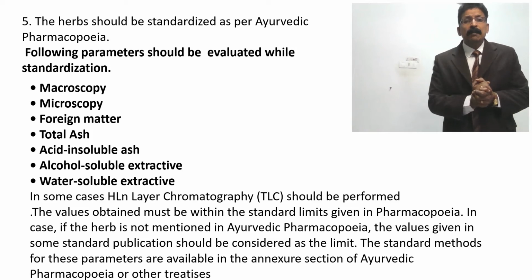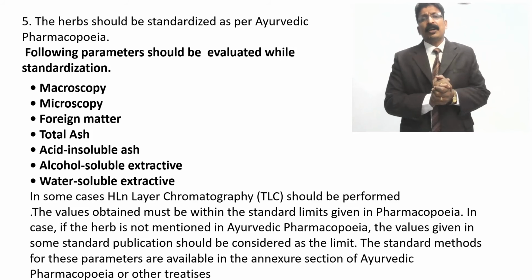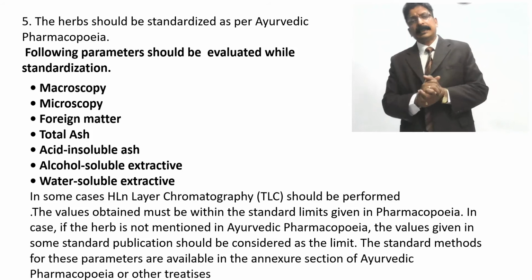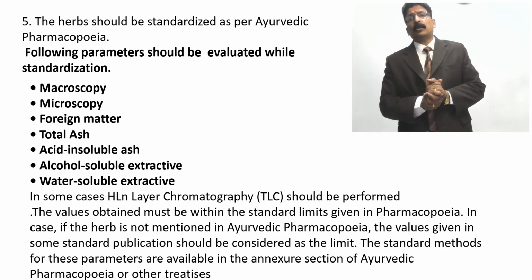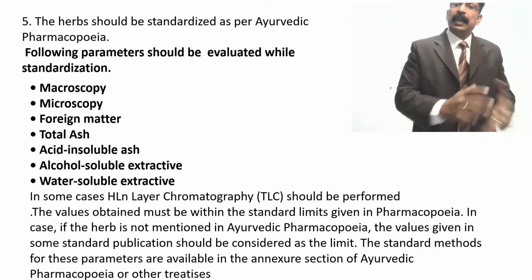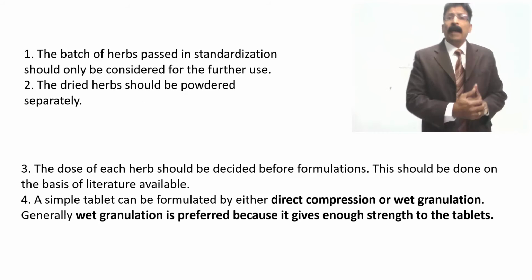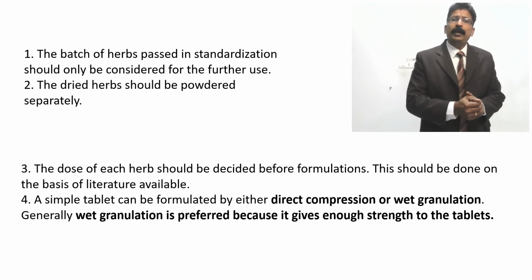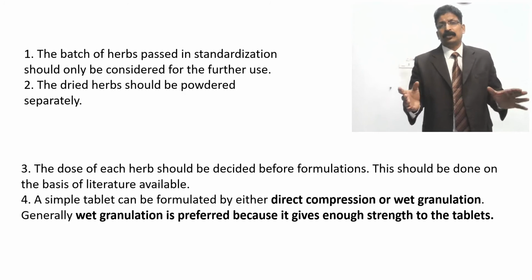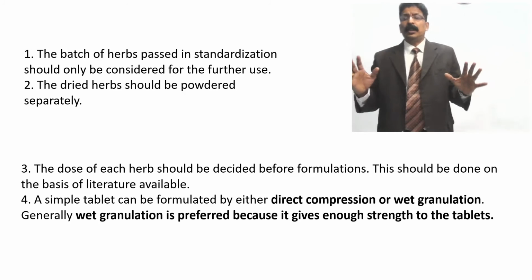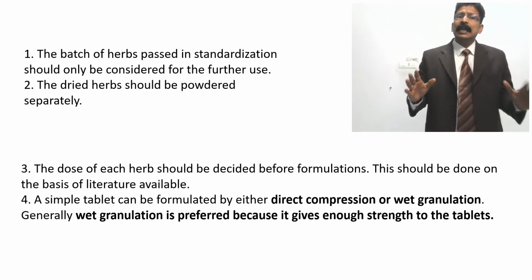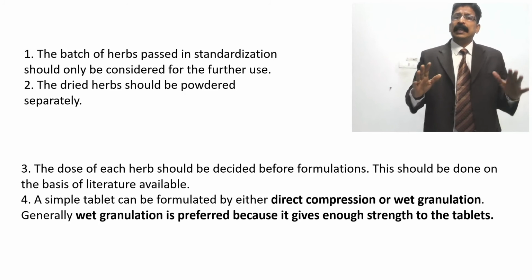The standard methods of these parameters are available in the annexure section of the Ayurvedic pharmacopoeia and other treatises. Other treatises, like the Siddha pharmacopoeia and many other books, also mention and give these standard procedures. A batch of herbs that passes standardization should only be considered for further use. So if the batch passes all your tests and all the standards given by the pharmacopoeia, then you can go for manufacturing.